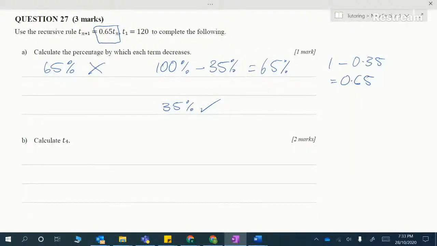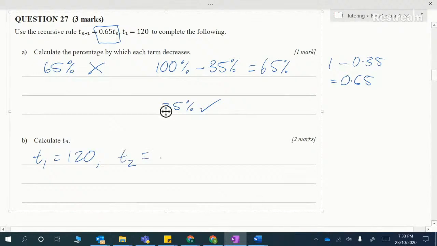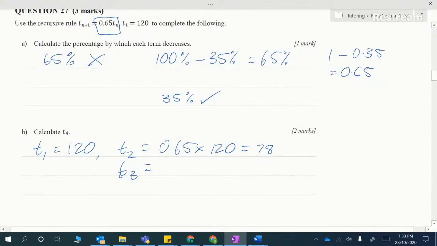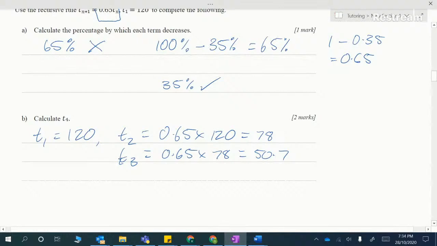And then to calculate T4, well, we know T1 is 120, so T2 would be 0.65 times 120, which would be 78. T3 would be 0.65 times 78. And then T4 would be 0.65 times 50.7. Which is 32.955. What do we think?